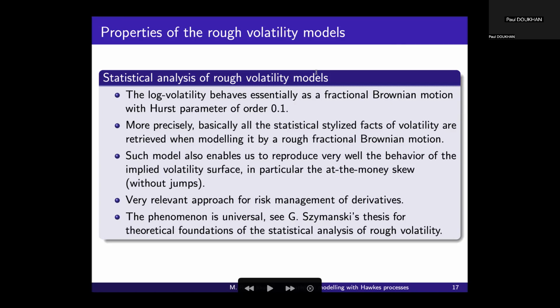And so with this very simple model, in fact, you can retrieve most of the stylized facts and properties of historical volatility. Plus, if you are interested in options and implied volatility, you can also reproduce the behavior of the implied volatility surface. So it's quite interesting in terms of risk management.